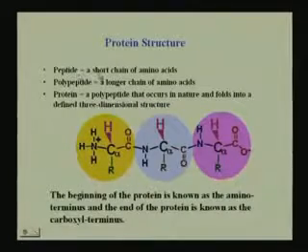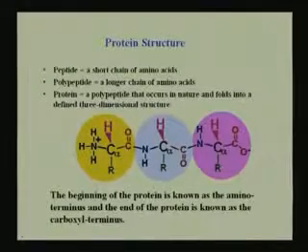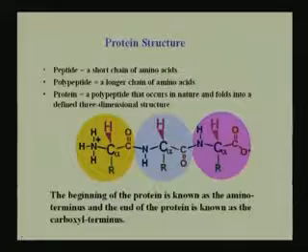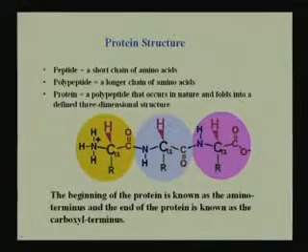A peptide is usually a short chain of amino acids. A polypeptide is a longer chain of a set of amino acids. A protein is a polypeptide that occurs in nature and folds into a defined three-dimensional structure. We are going to understand exactly what this means. This means that all proteins are polypeptides, but all polypeptides are not proteins. The reason being that all polypeptides may not fold into a definite three-dimensional structure, which is true for a protein.